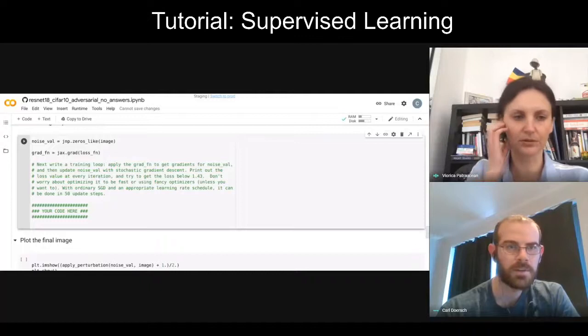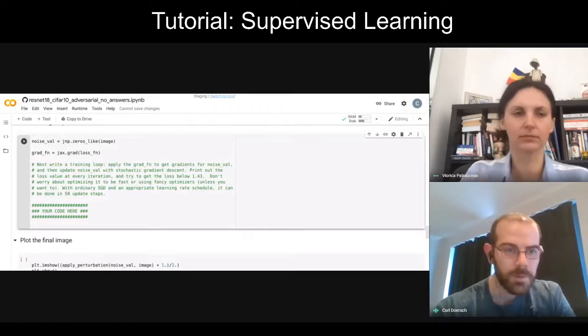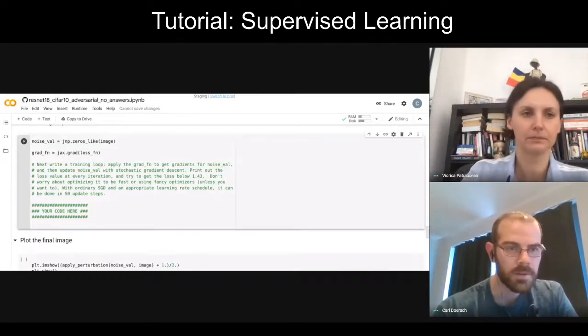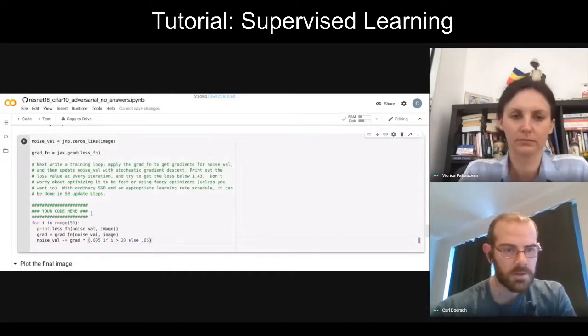Maybe we could put in the code. Okay, I do want to leave some time for people to play around with this once you have the correct code. Here's what it should look like.